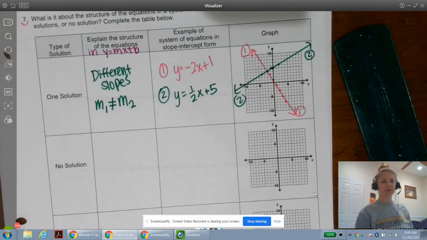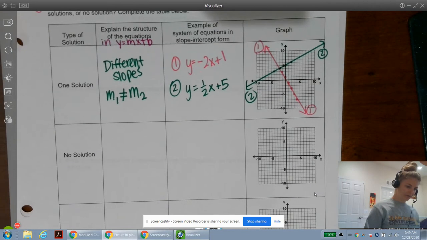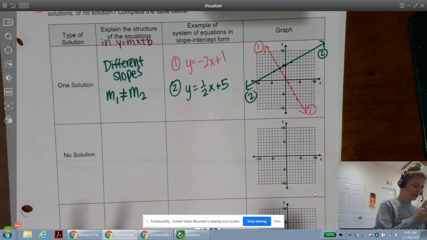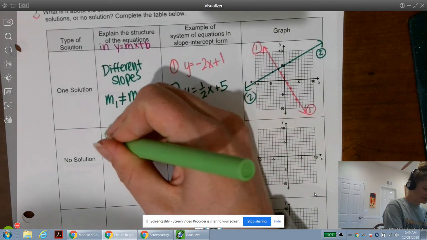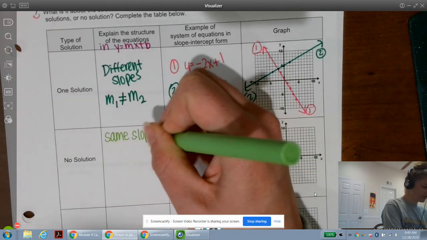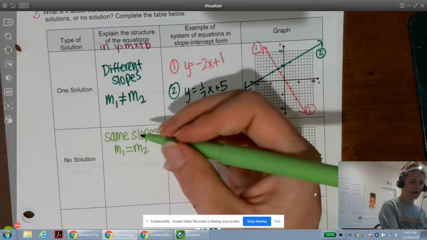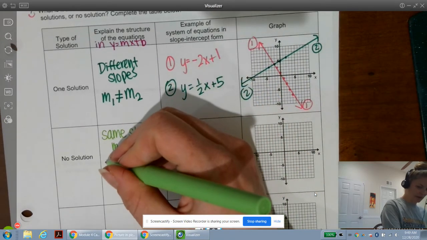Cool, let's take a look at the next one. The next one says no solution. That means that they intersect nowhere. They will never intersect, which means parallel lines. So we know that this is going to have same slopes. The slope of equation 1 is going to equal the slope of equation 2. We're going to have different y-intercepts.